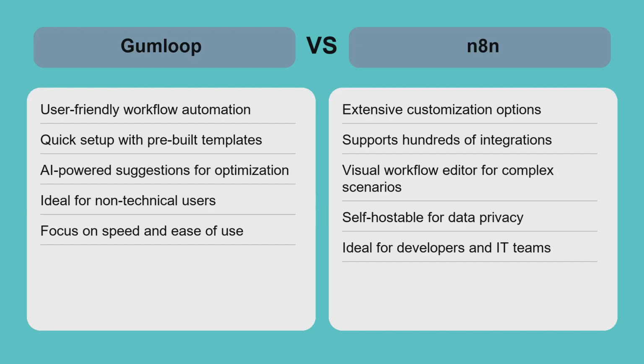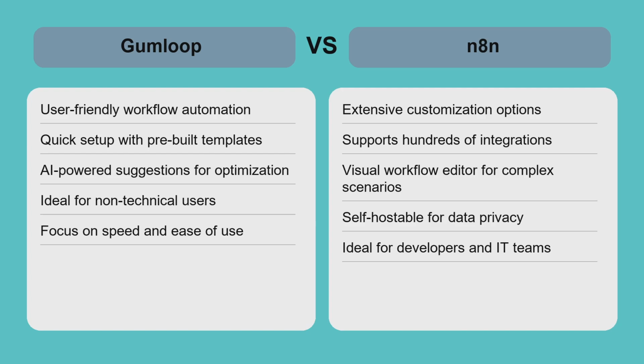Gumloop excels in quick, AI-assisted automation with a focus on ease of use, perfect for non-technical users or teams wanting fast deployment. In contrast, n8n offers unmatched flexibility and control, suitable for complex workflows and technical users who require open-source customization. For example, a marketing team automating routine tasks might prefer Gumloop for its simplicity, while a software company needing custom API integrations would benefit from n8n's developer-friendly environment.